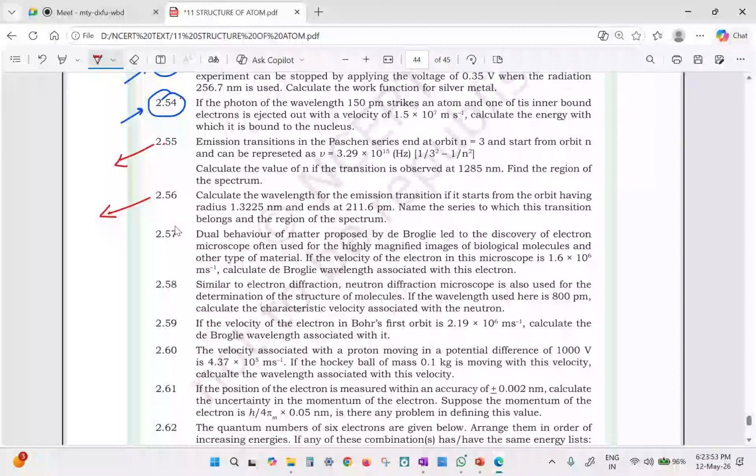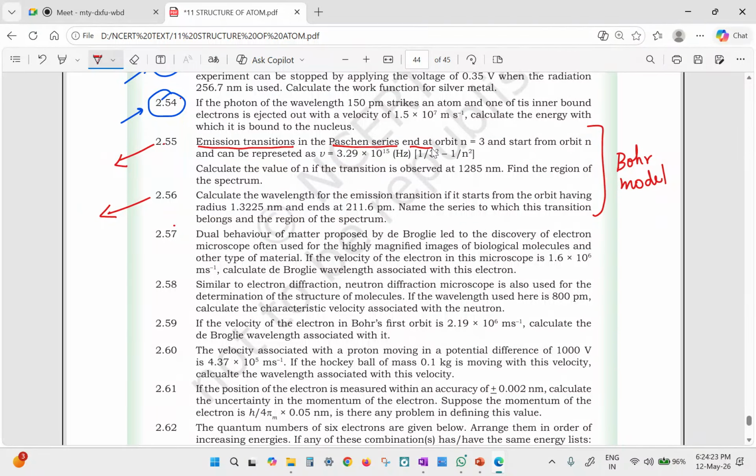You can do 55, 56. Same as the Bohr's model, you can use Bohr's model. Again, read the question and see whether it is really Bohr's model. Emission, transition, in the Paschen series. So everything points to the Bohr's model, right? Atomic spectrum and the Bohr's model, right? Yes, ma'am.